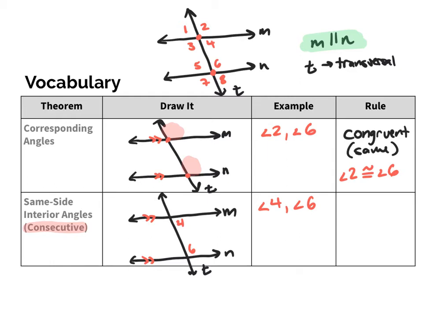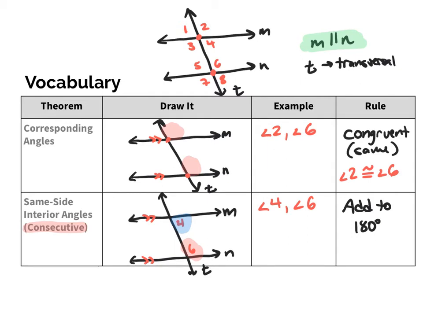So angle 4 and angle 6, it's kind of hard to visualize, but you'll see 4 is going to be an acute angle and 6 is going to be an obtuse angle. So those are obviously not going to be the same. They're not going to be congruent. But instead what's true here is that they are going to add to 180 degrees.